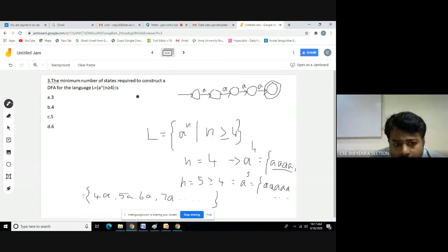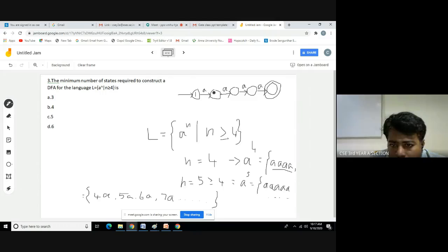It means this is my language L equal to a power n such that n greater than or equal to 4. First of all, I want to know what strings are generated for the given language. The first string is 4 a's. For convenience, I represent the numerical value here: 4 a's, 5 a's, 6 a's, 7 a's. Those types of strings are generated for the given language. To construct the DFA for those 4 a's, I minimum require 5 different states, so I mention the value.